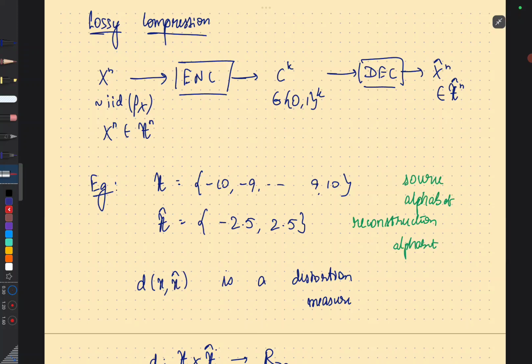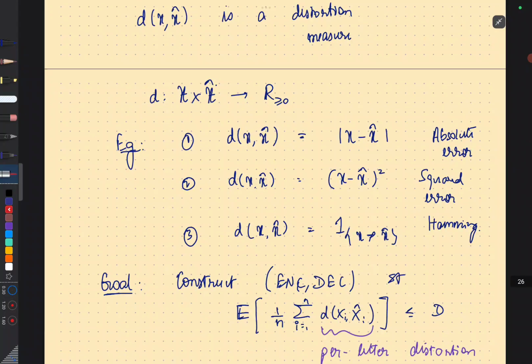Unlike lossless compression where we wanted x^n hat to be equal to x^n either always or with high probability, in this case it's only enough for x^n hat to be sufficiently close to x^n. And how close x^n hat is to x^n is measured through this distortion function or the distortion measure. For example, this could be the absolute error measure or the squared error or the Hamming distortion. So we have one of these distortions which is fixed beforehand.